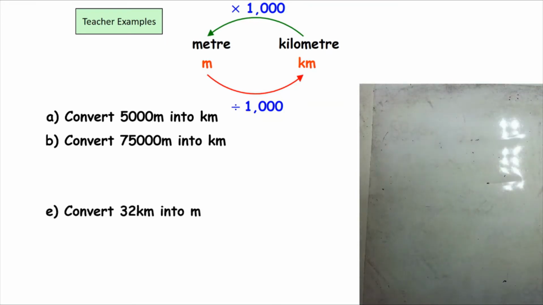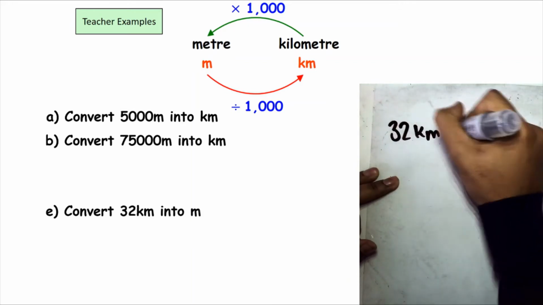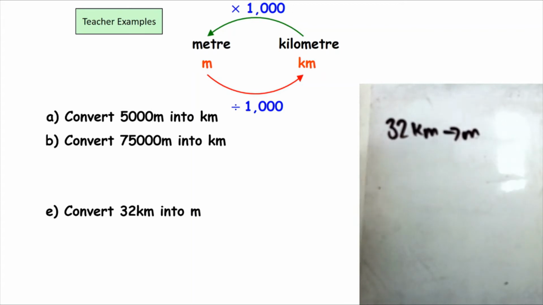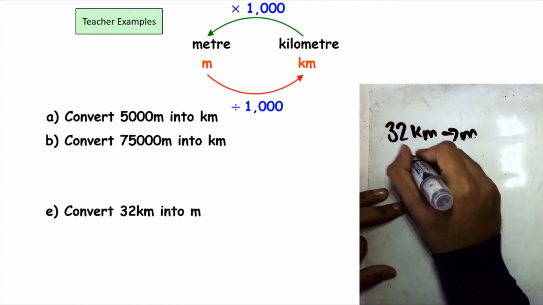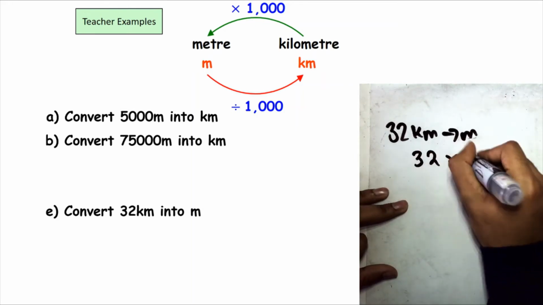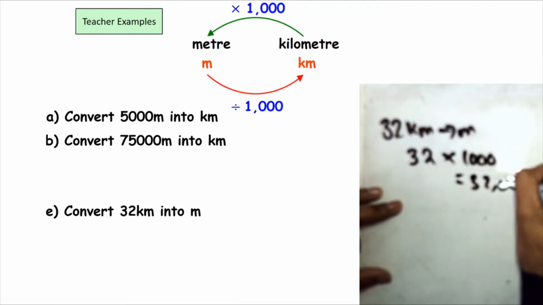Now let's look at 32 kilometers to meters. Remember, to convert from meters into kilometers, we were dividing by 1,000. So in order to convert from kilometers to meters, if you look at our flow chart, we times by 1,000. 32 multiplied by 1,000 would equal 32,000 meters.